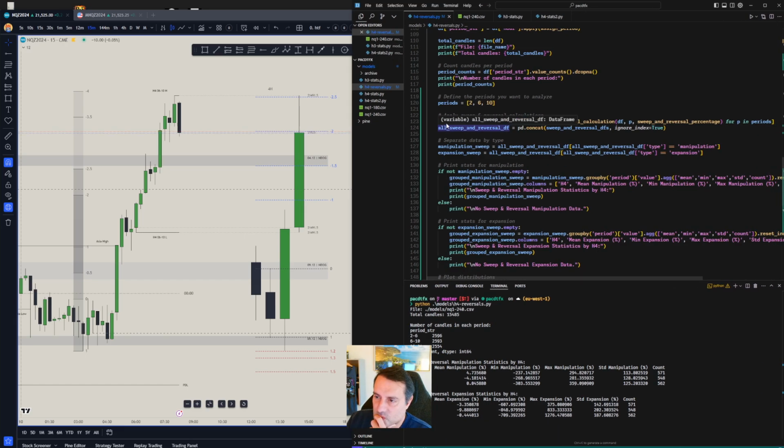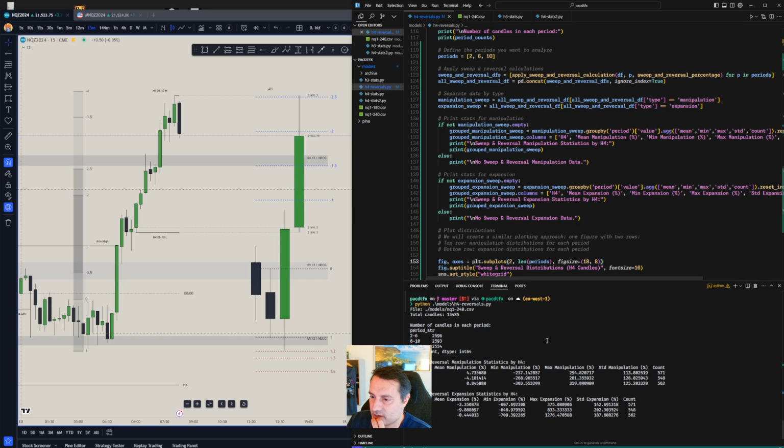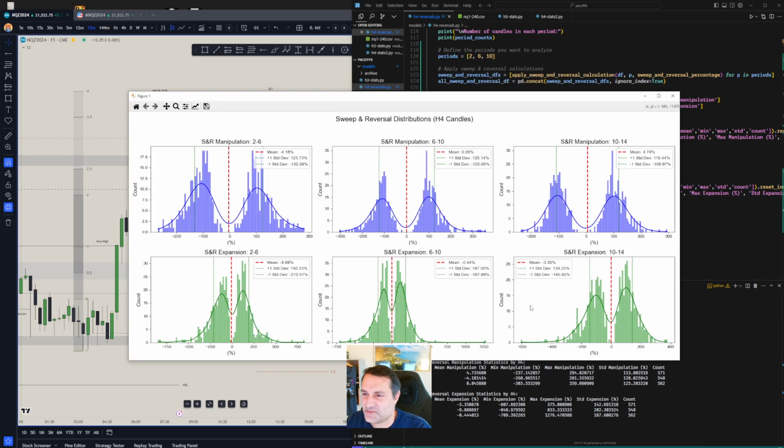So we do sweep and reversal statistics. We apply the function that we wanted to measure for the 2 a.m. candle, 6 and 10. And then we extract all the manipulations and all the expansions, right? So we do it. Mean manipulation, mean expansion, and then we draw it. And the drawing is very, very interesting. What is this?